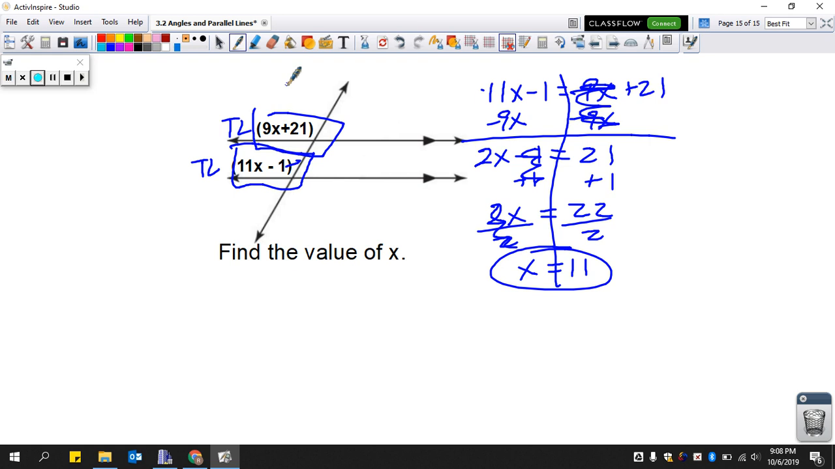We can plug it in. We can plug that value in here. 9 times 11 plus 21. When we do the math there, 99 plus 21 is equal to 120 degrees if we're actually asked to find the measure of the angle itself. We could also have done it on the bottom here. 11 times 11 minus 1. 11 times 11 is 121 minus 1 is 120.